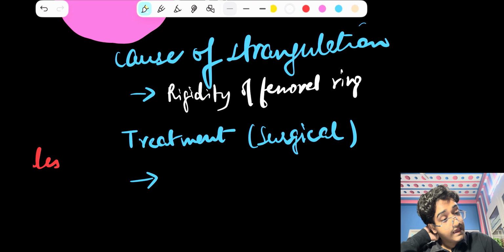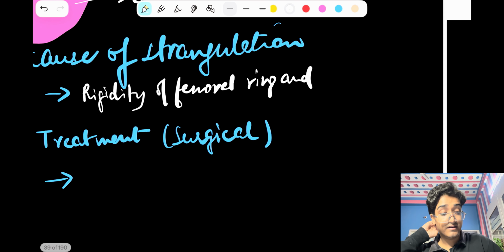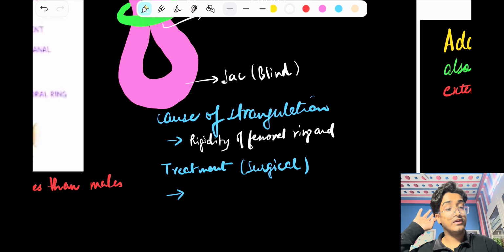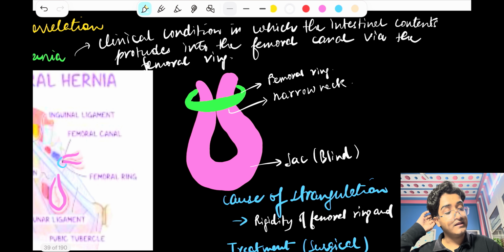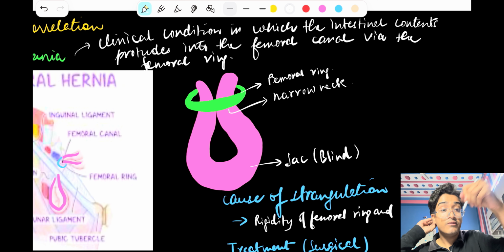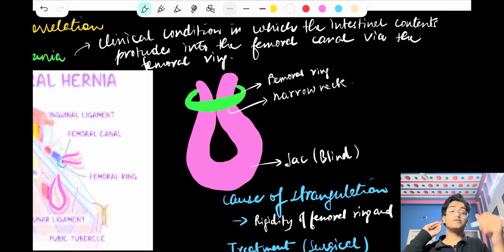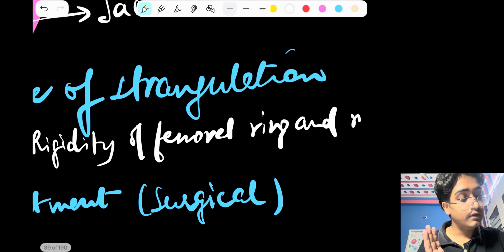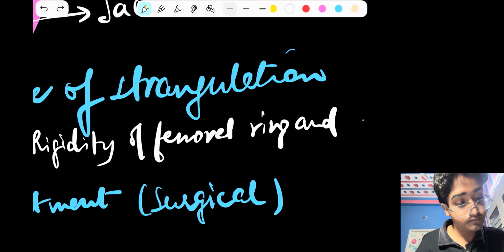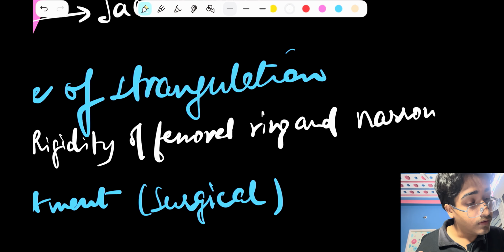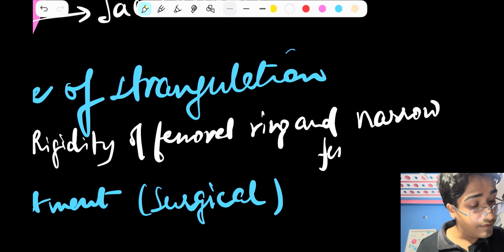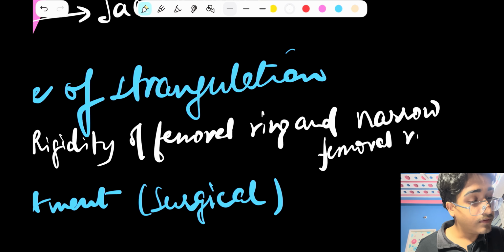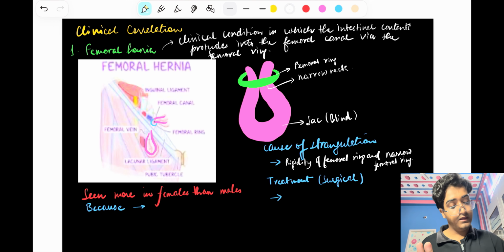As well as, there is another cause which causes the strangulation of the femoral hernia. It is that the femoral ring through which the intestinal contents get protruded out is quite narrow. Narrow femoral ring.